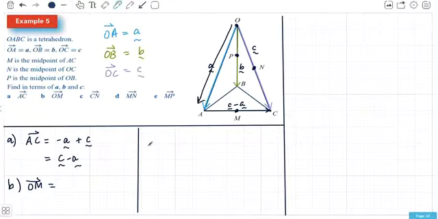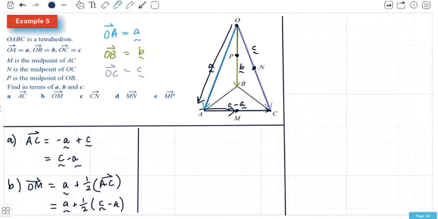So we'd go this way, A. Okay, and then we would be going to get from O to M this way. But we're not going the whole way along, we're only going halfway along. So that would be A, and it happens to be oriented the right way, plus a half of this vector A to C, which is A plus a half, and we know what A to C is because we did that up here.